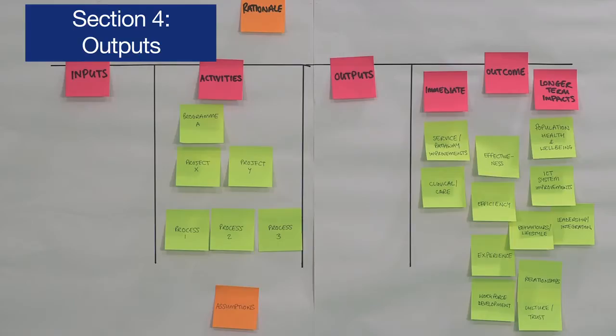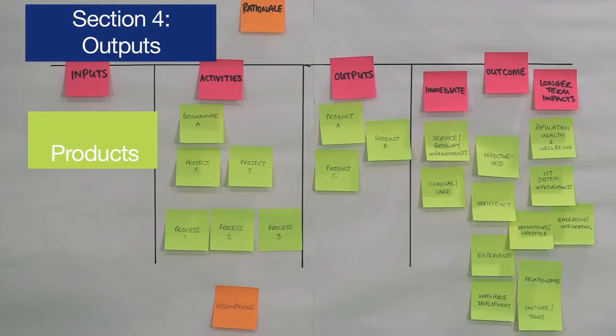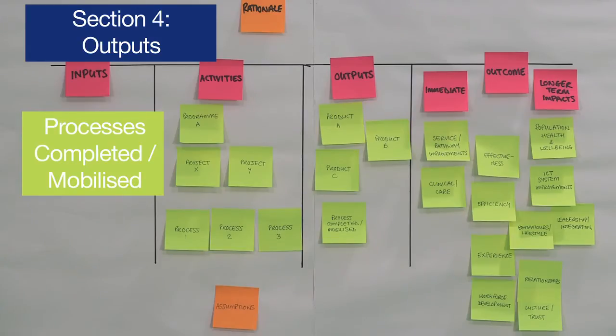And this time you can reference back to your activity and what you're expecting to be the end product in each case. And these are normally expressed as products, which can be tangible products that are visible to the end user, but they can also be intangible outputs, and they may relate more to the processes you've already defined, in which case you would be talking about processes that have been completed or mobilised successfully.